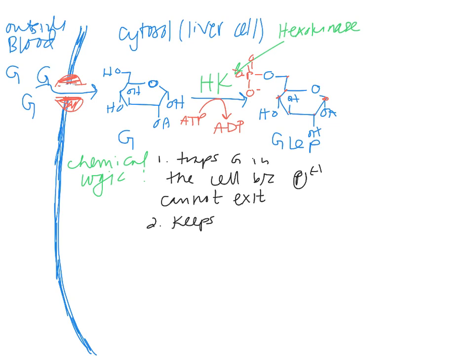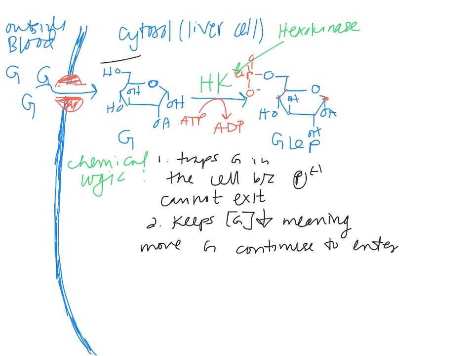This step also keeps the concentration of glucose really low because it's irreversible. We're making more G6P than G. It keeps glucose low, meaning that, in effect, more glucose continues to enter. Okay, so if I have this guy at a very low concentration, that means more glucose will enter because it's going down its concentration gradient, and that is favorable. Okay.